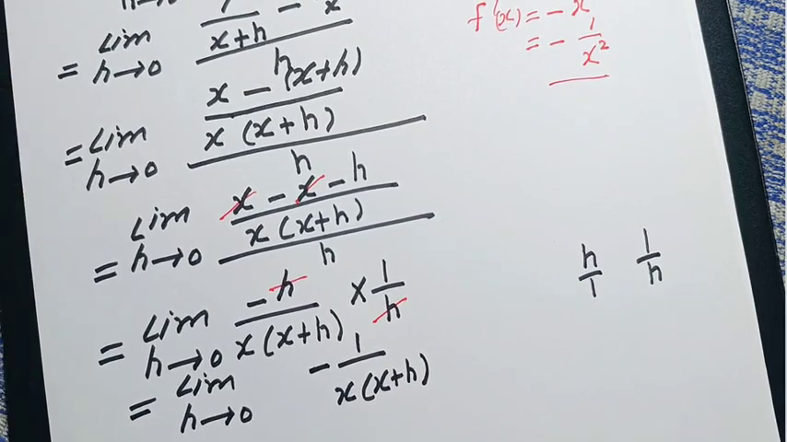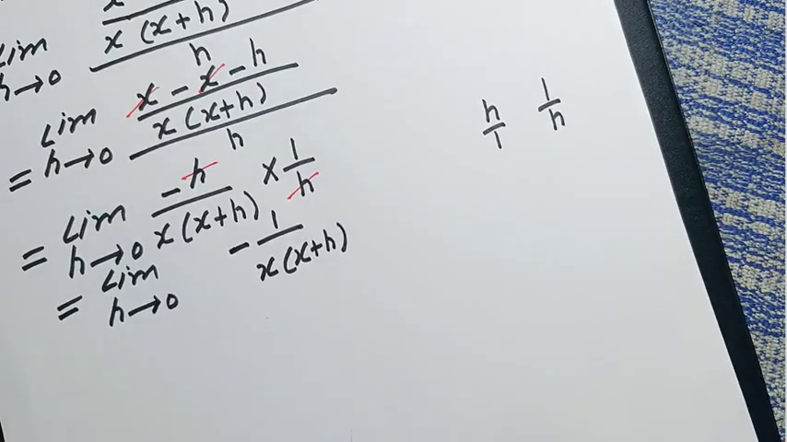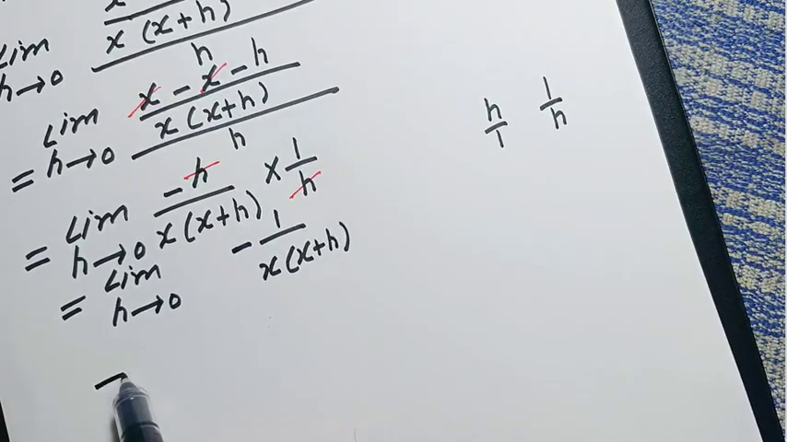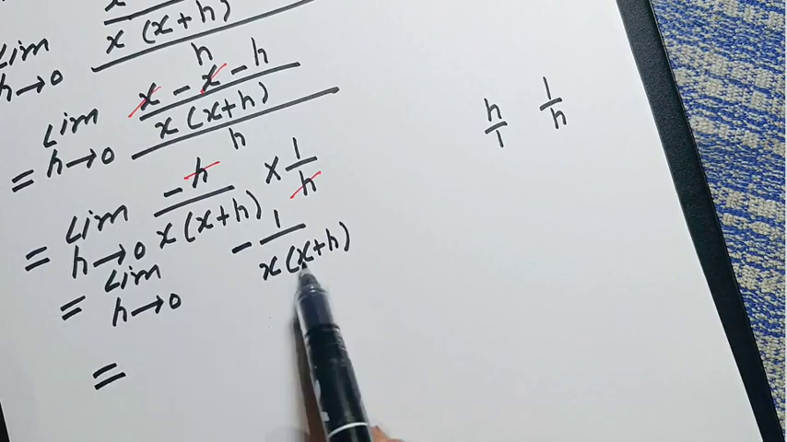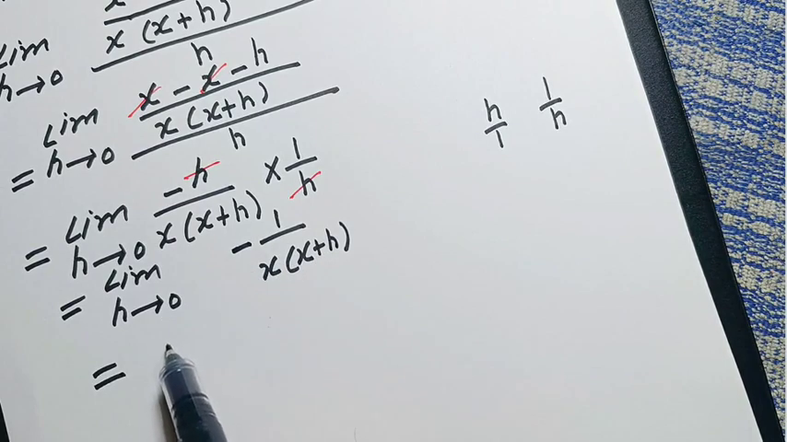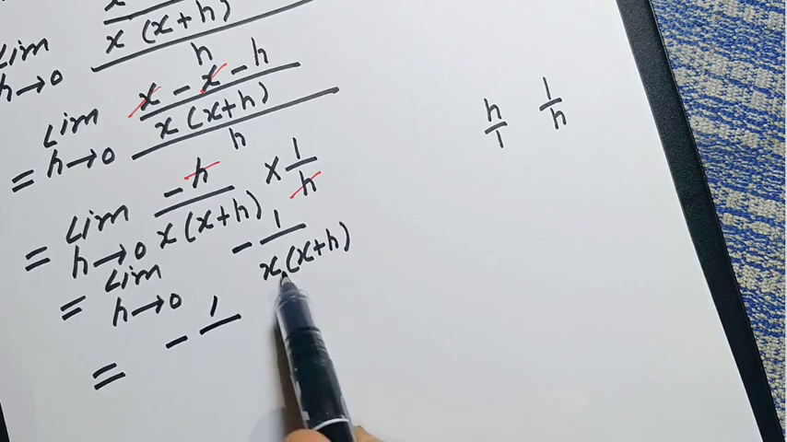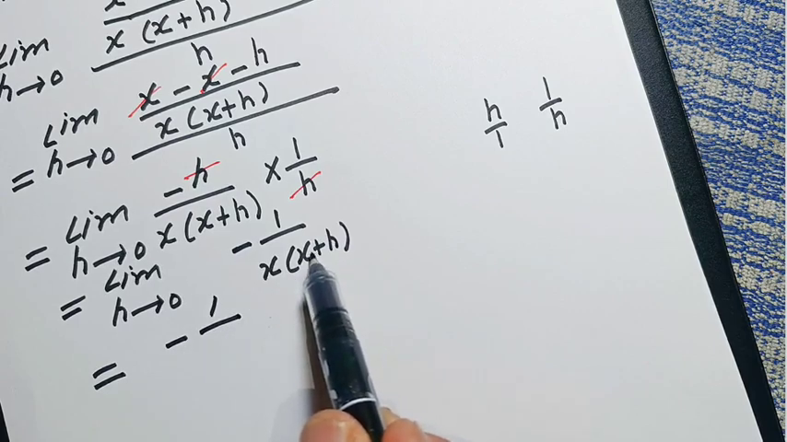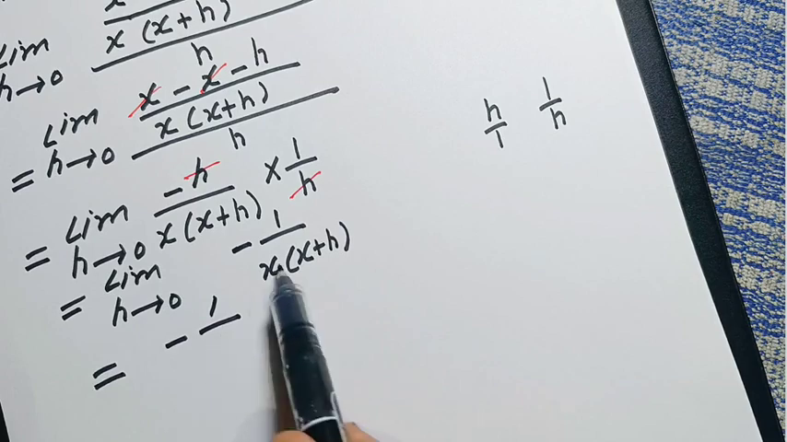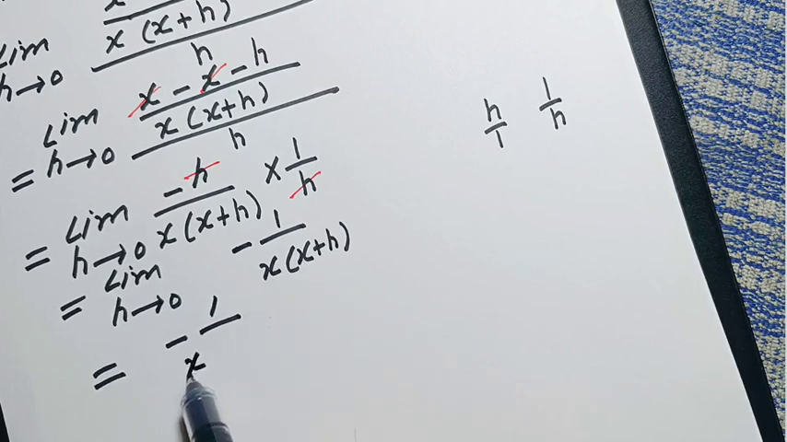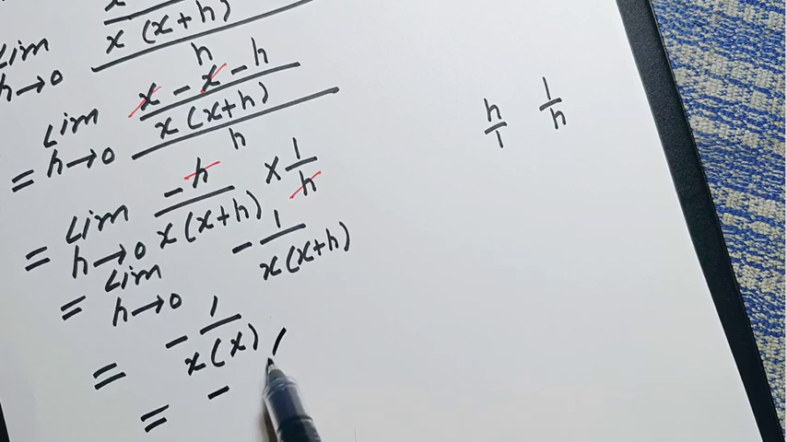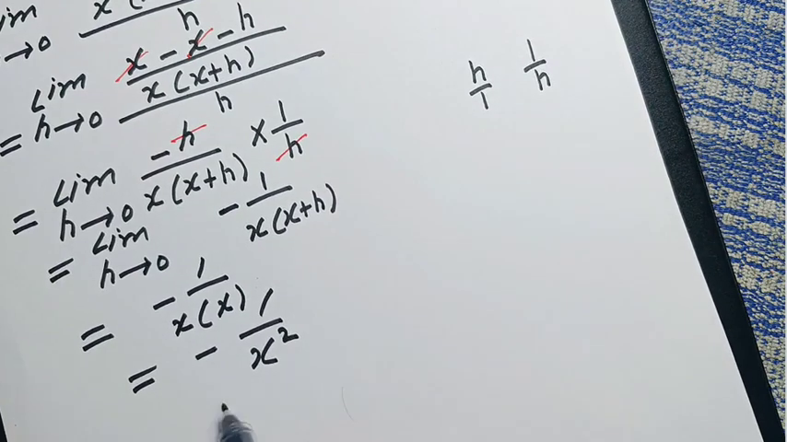Now I'm going to apply the limit here. In place of h, I'm going to put 0. So only negative 1 is left on top, and x plus 0 is x. So x times x, you can add one more step, only left with x. Once you multiply, it becomes x squared: x times x is x squared, so negative 1 over x squared. This is my final answer.